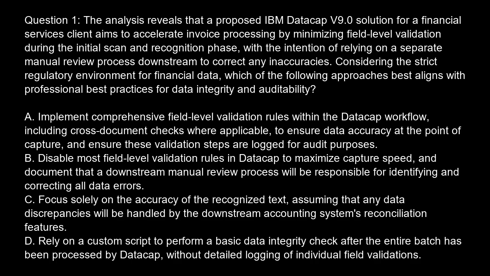Option B. Disable most field-level validation rules in Datacap to maximize capture speed, and document that a downstream manual review process will be responsible for identifying and correcting all data errors. Option C. Focus solely on the accuracy of the recognized text, assuming that any data discrepancies will be handled by the downstream accounting system's reconciliation features. Option D. Rely on a custom script to perform a basic data integrity check after the entire batch has been processed by Datacap, without detailed logging of individual field validations.